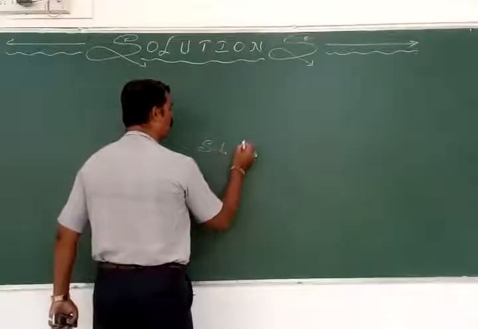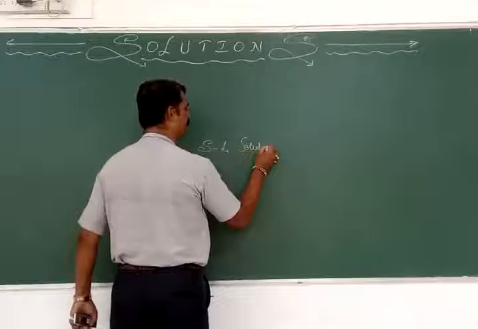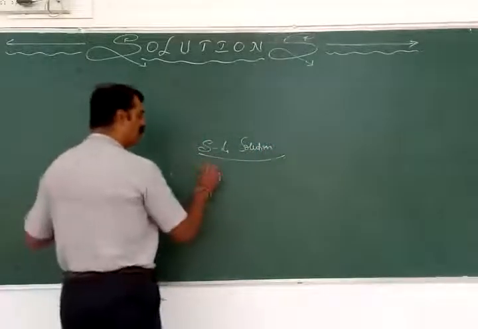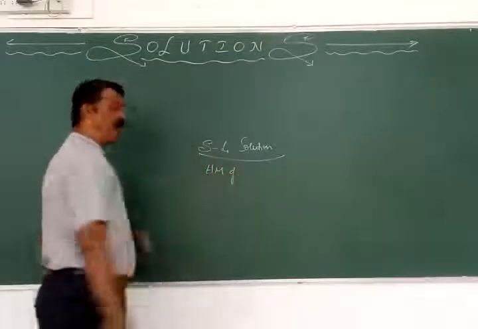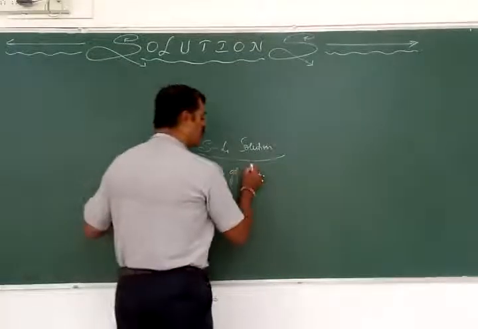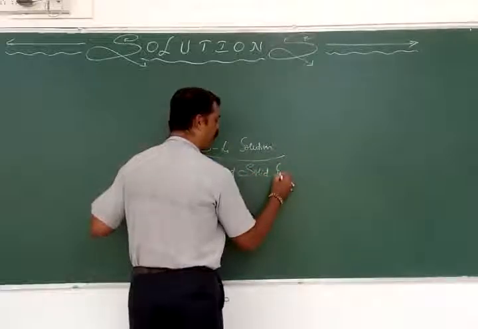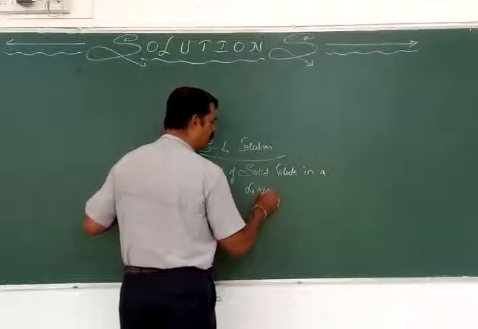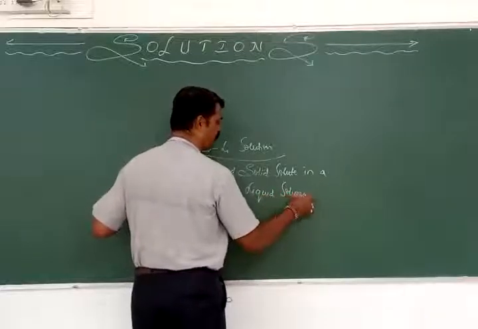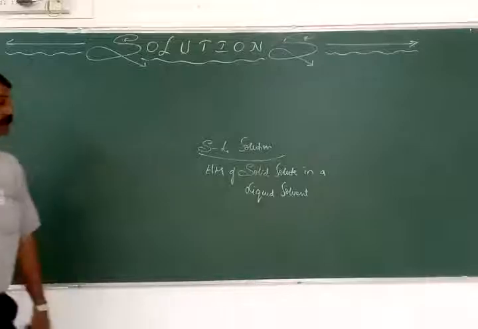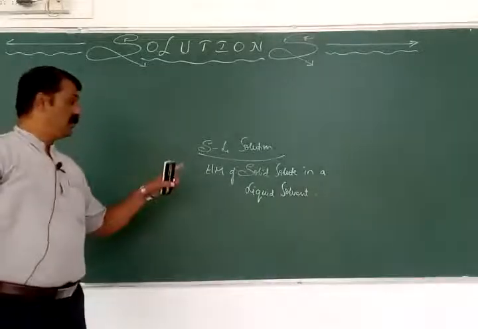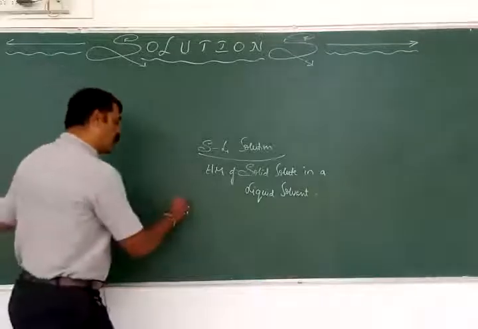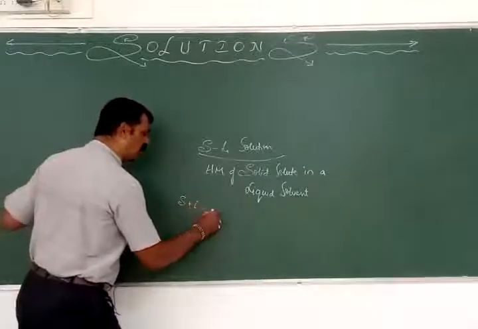Solid liquid solution. The name itself has the meaning in the definition. What is that? A homogeneous mixture of a solid solute in a liquid solvent is called a solid liquid solution. Here, when a solid gets in contact with the liquid, what happens?